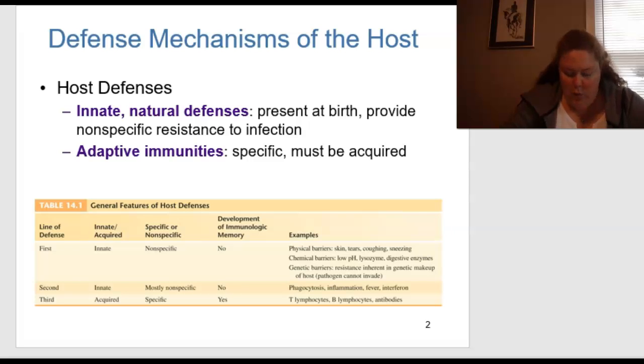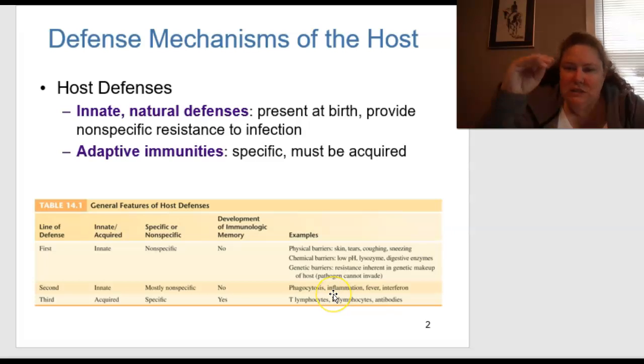So this is table 14.1, and these are general features of the host defenses, and it talks about the first line of defense, which would be your first, second, and third, and whether or not it's innate or acquired. First and second are innate, you're born with them, and the third line of defense, you're going to be acquiring after you're born. And then also the specificity and then examples. So our first line of defense is going to be your physical barriers such as your skin, tears, coughing, sneezing, your pH in different areas of your bodies, as well as genetic barriers such as resistance that are inherent in our genetic makeup. All the way to our second line of defense, which is mostly non-specific.